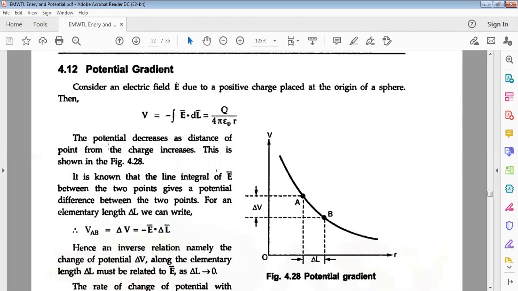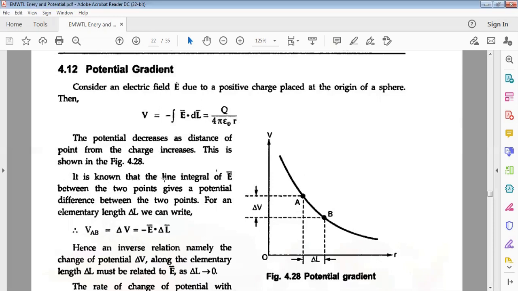For a point charge, the potential decreases as the distance of the point from the charge increases. See here, again I'm saying the potential V decreases as the distance of the point from the charge increases. There is no potential unless work is done; when there is work done, a potential is developed. Here, the potential decreases as the distance of the point from the charge increases. R, whatever it is, is a distance.